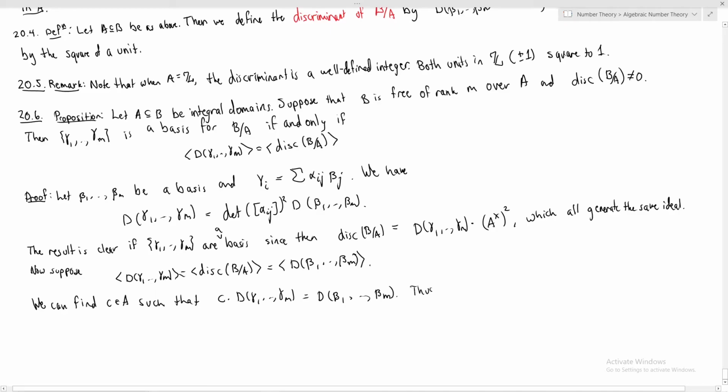Thus, okay, if I multiply both sides by the determinant of alpha ij squared, then I get that c times the determinant of the alpha ij squared times the discriminant of these guys is then, multiplying by the determinant of these things and using this guy, this has got to actually equal the discriminant of the gamma i's.